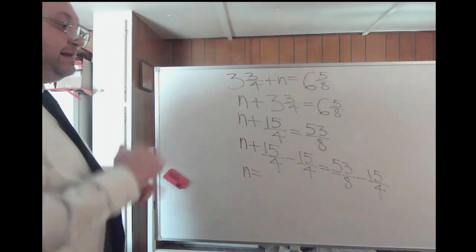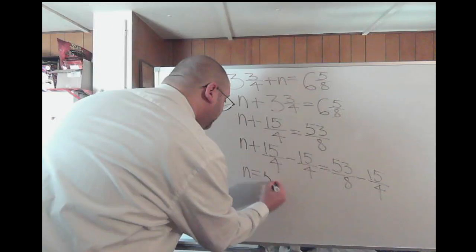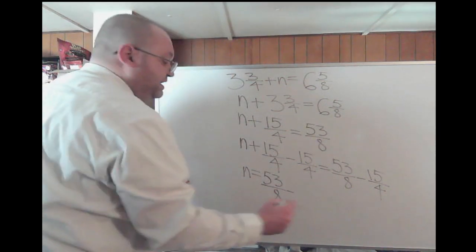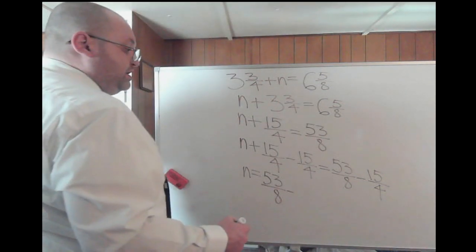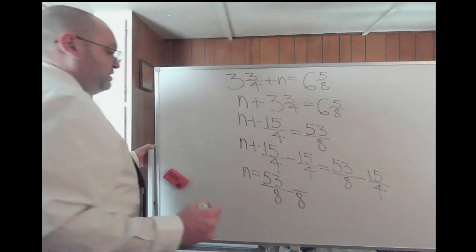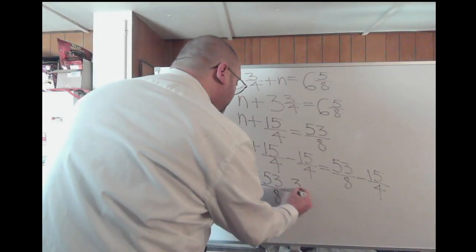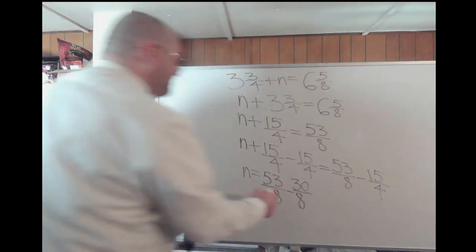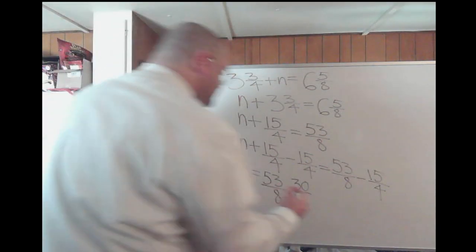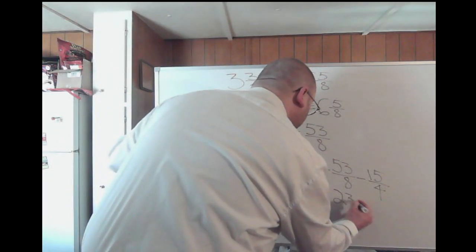You need to find the least common denominator of 8 and 4, which in this case would be 8. So 53/8 can be left alone. It's already in the least common denominator form. Minus, now we need to convert that 4 into an 8. What do you do? You multiply by 2. So that means you have to multiply the numerator of 15 times 2. You'll get 30. So what you're left with is 53/8 minus 30/8. Now they have the same denominator, so we can subtract. 53 minus 30, well, that's going to be 23/8.